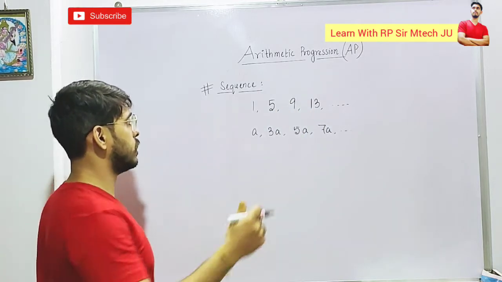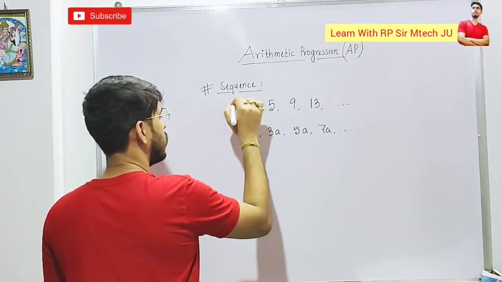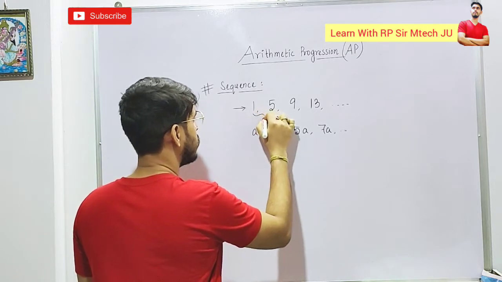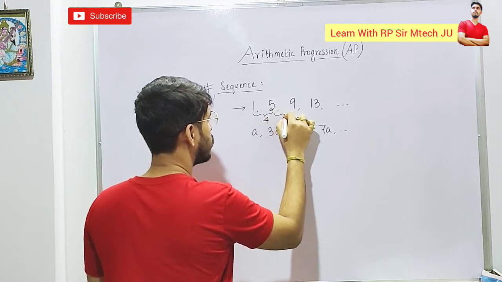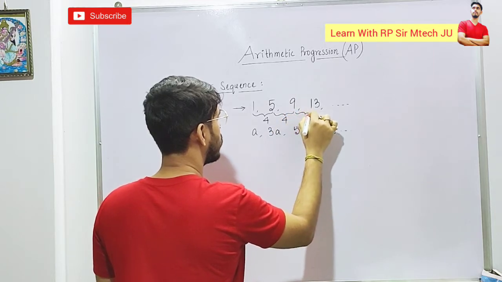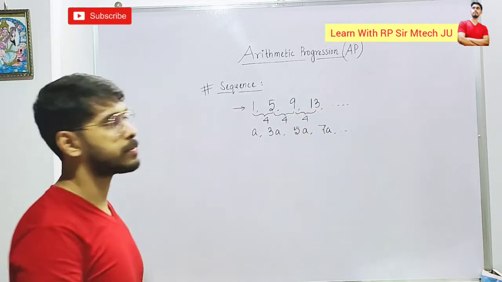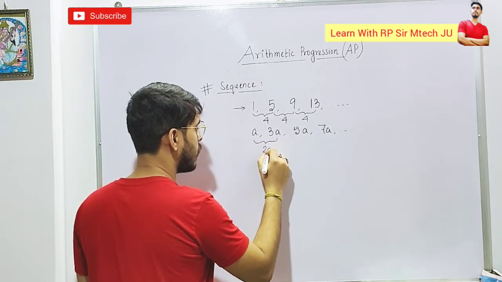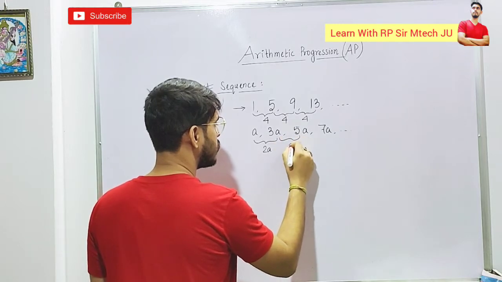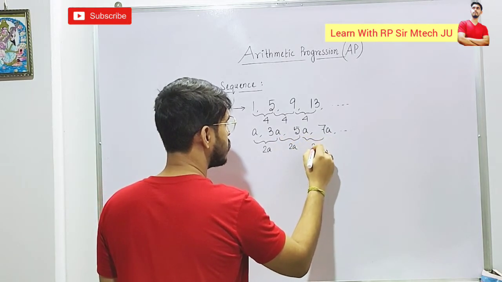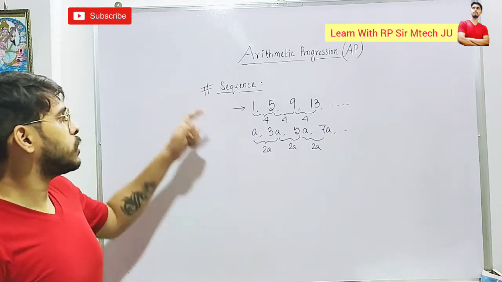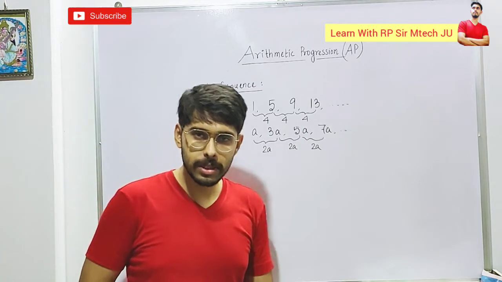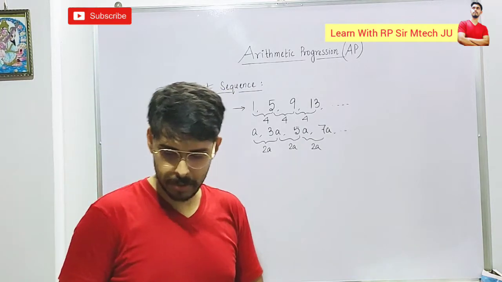So in this particular sequence, what is the difference? The difference is 4. Again this one, the difference is 4. Again the difference is 4, and so on. Here the difference is 2a. Again the difference is 2a, and so on. So all of these are examples of AP. Now what are the important terms in AP? Let us discuss this.